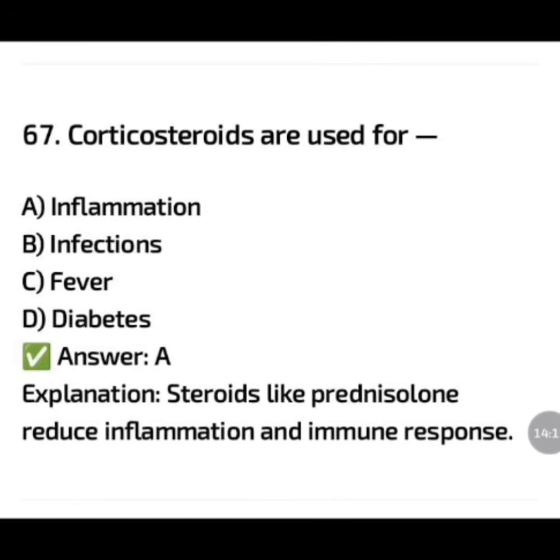Corticosteroids are used for: inflammation, infections, fever, or diabetes? The correct answer is option A, inflammation. Steroids like prednisolone reduce inflammation and immune response.